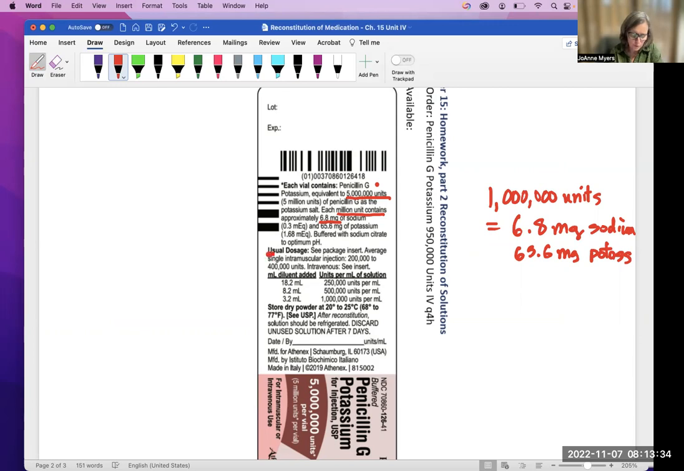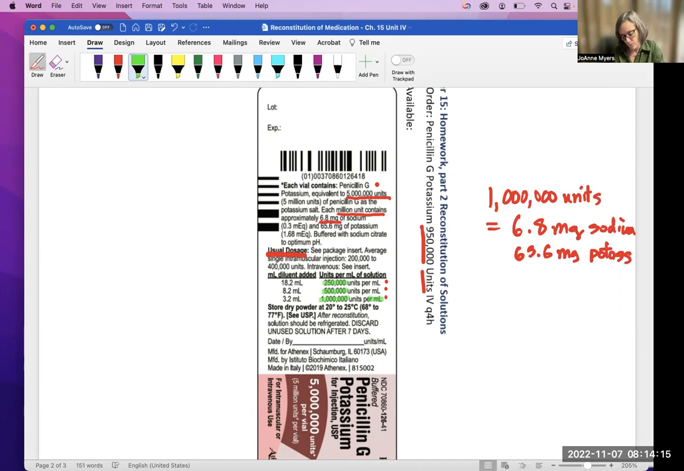All right, your usual dosage, see the package insert. The manufacturer of this medication is going to give one set of directions and 3 or 4 or more options. If you look at your order, this is how many units we need. Looking at these 3 options down here, go with the highlight: 250,000, 500,000, or 1 million units per milliliter. We want to inject as little medication into our patients as we can.